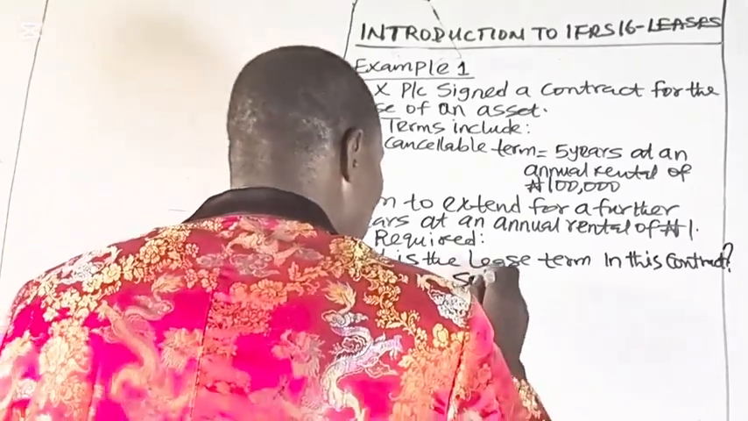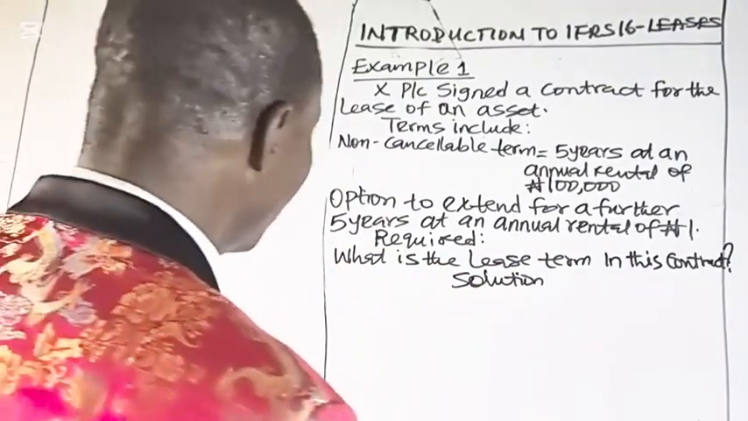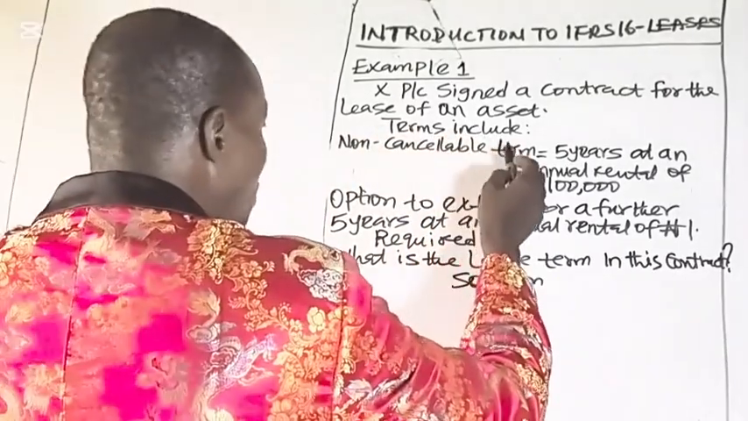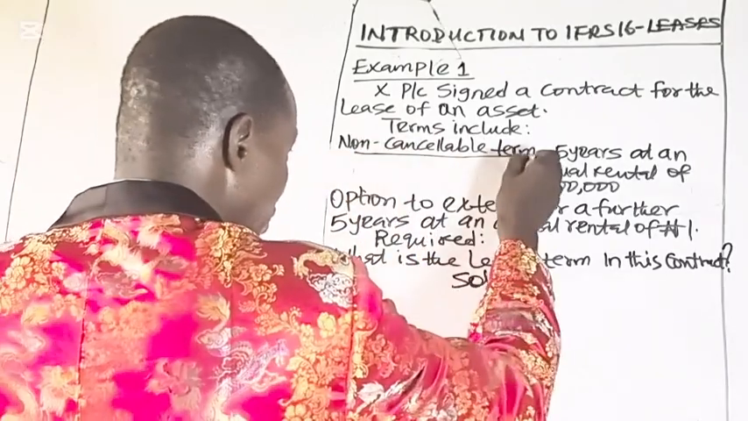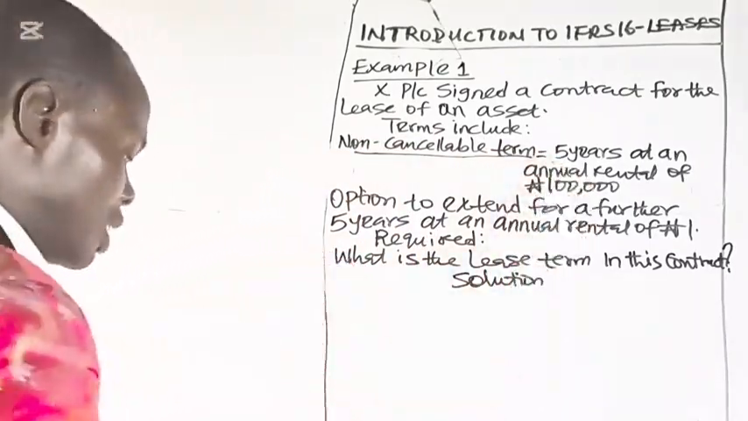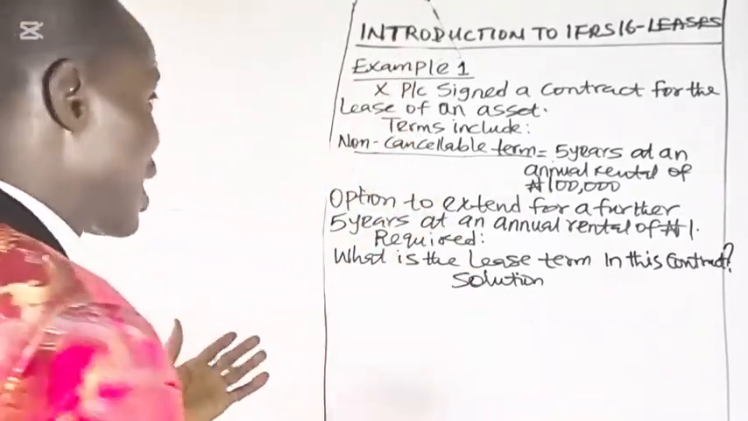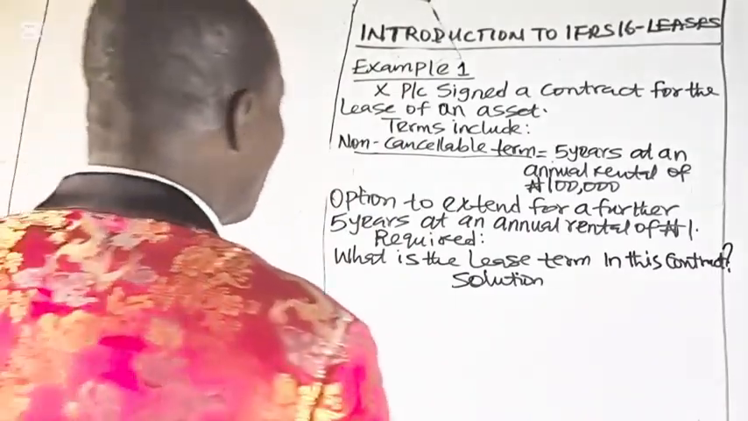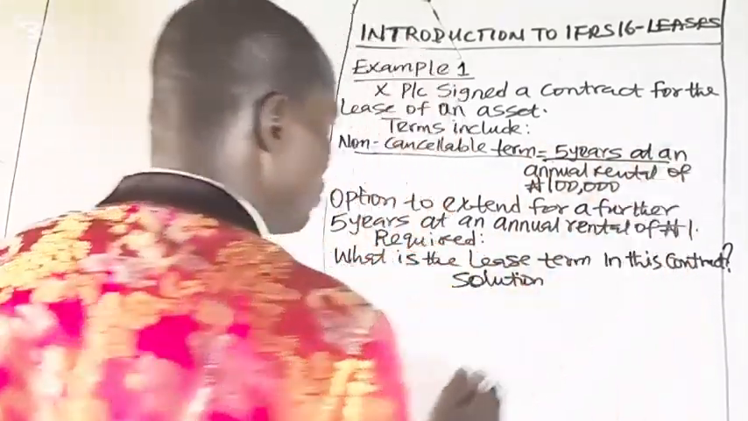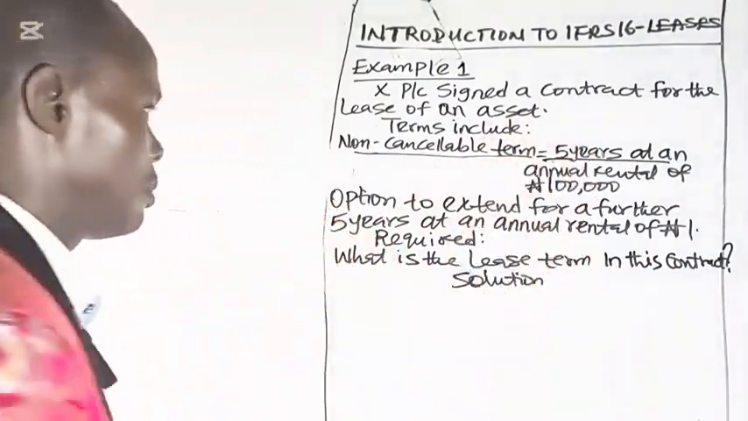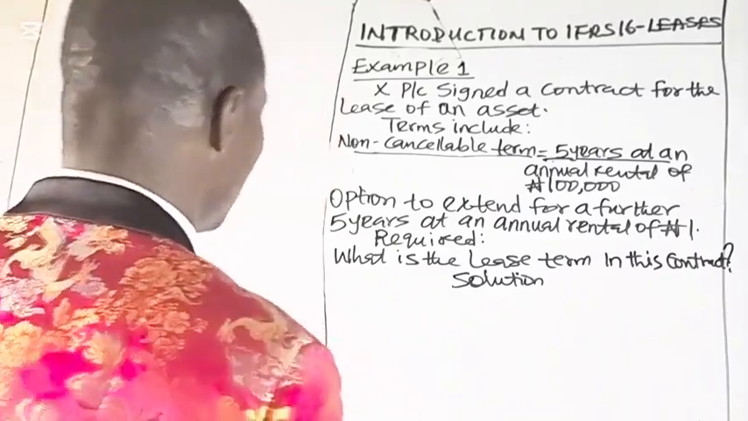Now, before you can identify the lease term, you know you have a non-cancelable term. That is, this is the primary period. Neither of the parties to the lease can cancel the terms of the lease agreement. So that means the primary period, the non-cancelable period, is always part of the lease term. So these 5 years will be part of the lease term.